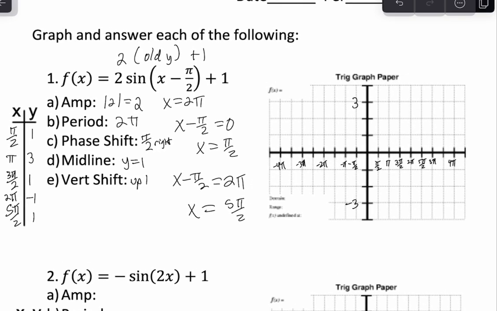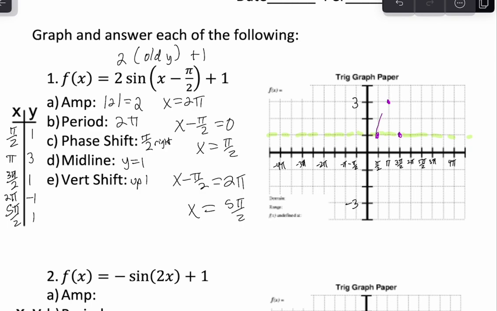So the first thing you put on your graph paper, please, is your midline at 1. So do that. Now that's going to be where we're going to go up 2, because our amplitude is 2. We're going to go up 2, down 2, up 2, down 2. Okay, so let's put on our points. Our first point at pi over 2, we're at a height of 1. At pi, we're at a height of 3. At 3 pi over 2, we are at a height of 1.